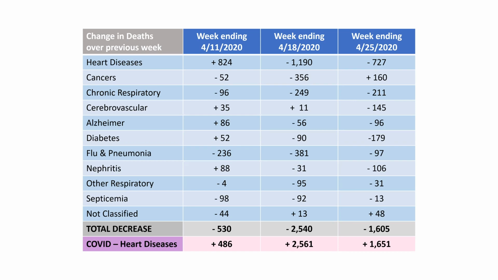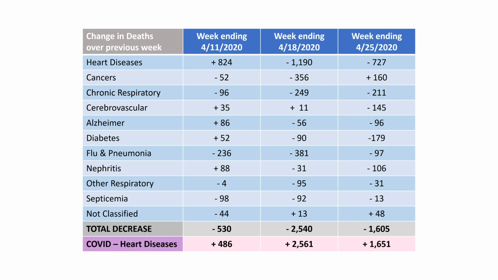So the numbers above that in the blue cells are the change in the number of deaths for each cause over the previous week. Let's look at the middle column, week ending April 18, 2020. The first row is heart disease, right? And so we have minus 1,190. Do you all find that number? So what that number means is that on our records, we have 1,190 fewer deaths due to heart disease that week compared to the previous week. So that's what all those numbers are.